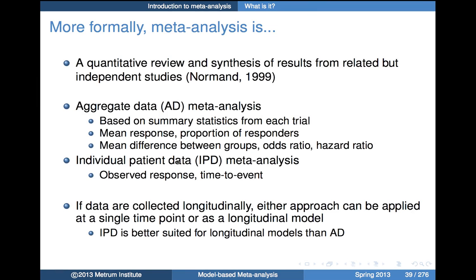For the purposes of this course, we're going to distinguish between meta-analysis of aggregate data, which is an analysis based on summary statistics from trials or from arms within trials. And so those summary statistics could be things like a mean response or a proportion of responders, or they could be measures of treatment effect, things like a difference between two groups in a study, or say a difference between an active and control group, for example. Could be measures of effect on an odds ratio scale or a hazard ratio scale. But in any event, the meta-analysis there is of those summary level statistics from trials.